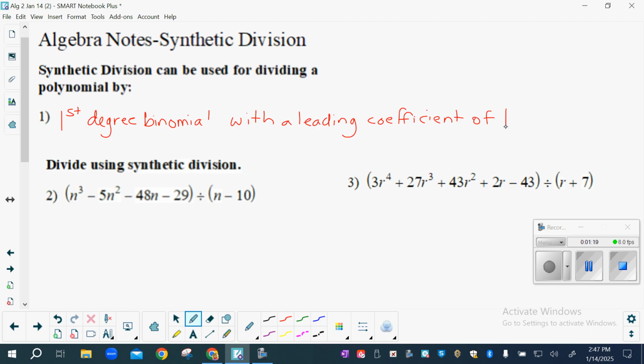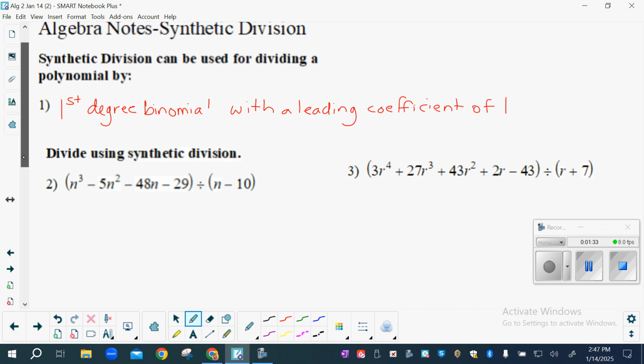Does this have a leading coefficient of 1? Yes, so the number in front of n is a 1. If this was 3n minus 10, we could not use synthetic division. Or we could, but there's a lot of things that you'd have to do, and we're not going to go there. So this is going to be how you do it.